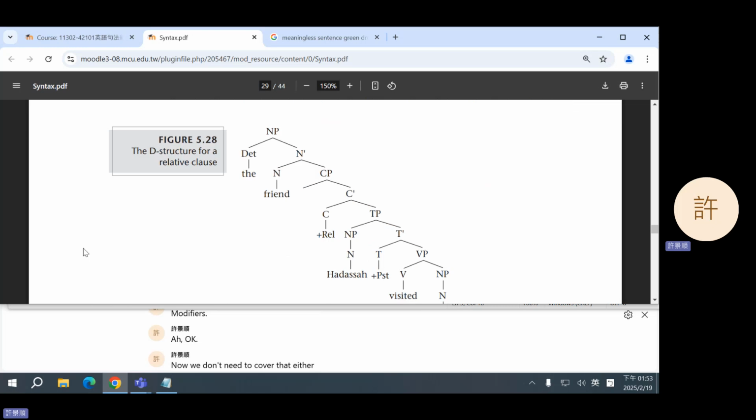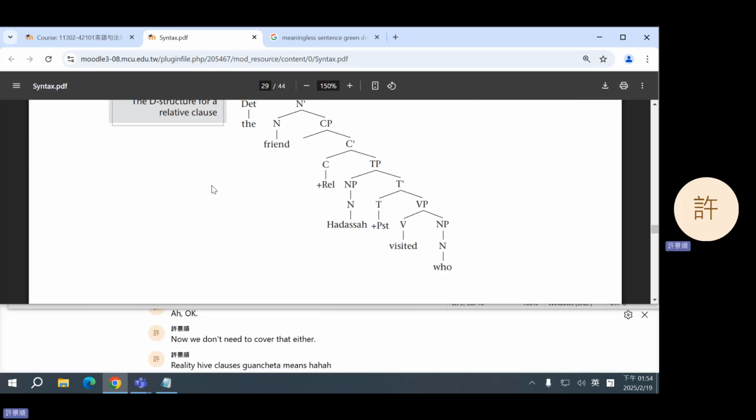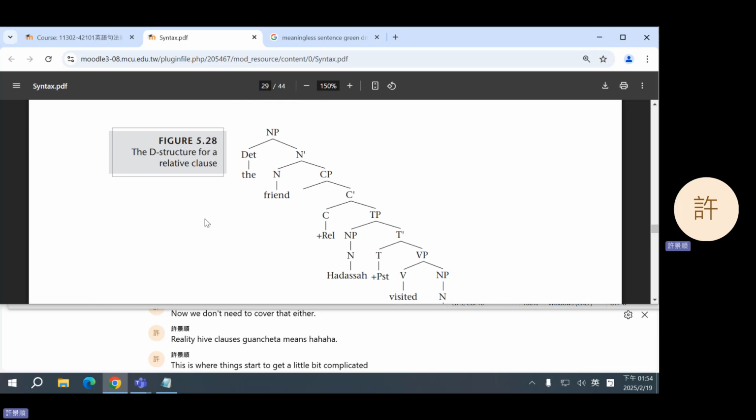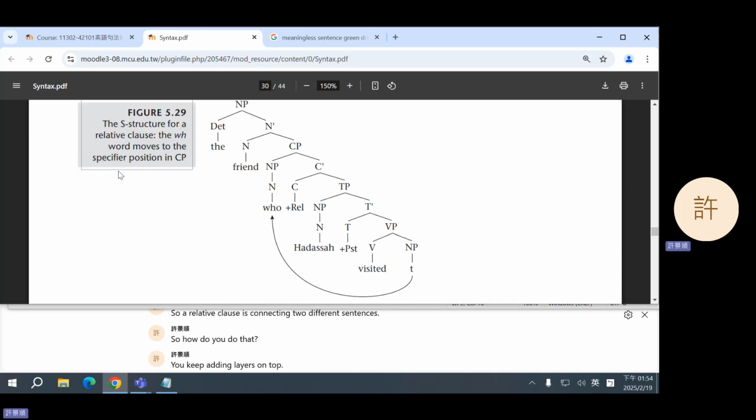Relative clauses, 关系代名词. This is where things start to get a little bit complicated. So a relative clause is connecting two different sentences. So how do you do that? You keep adding layers on top. So it looks like this.